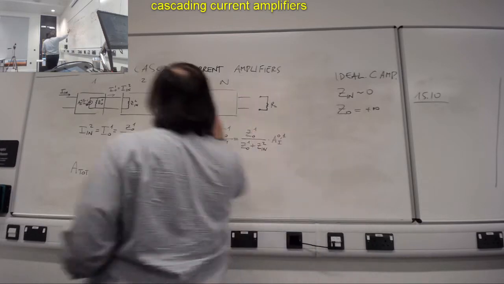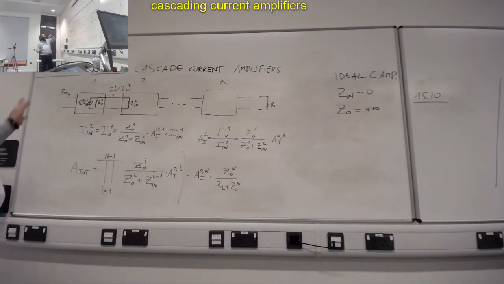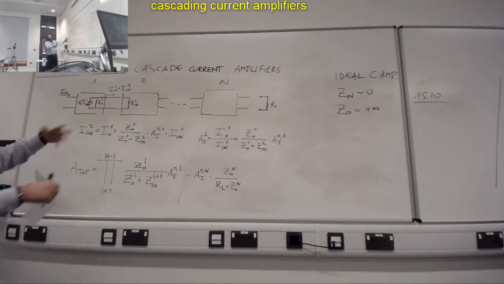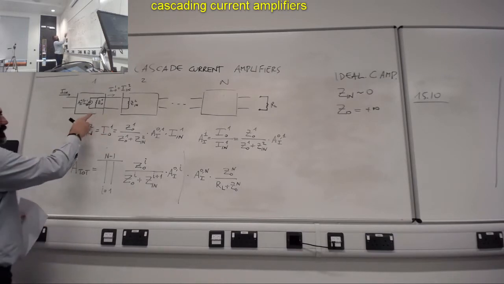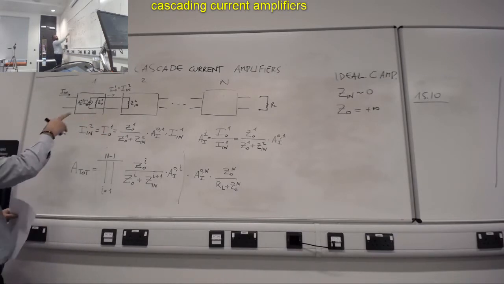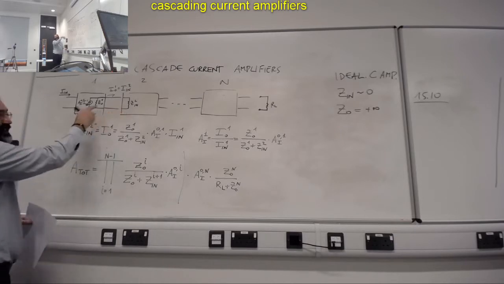And so now let's go to cascading current amplifiers. So there is no point in going through the entire story again. I've repeated what we said previously for the cascading of the voltage amplifiers, now for current amplifiers. So n stages, same story. The only thing here that changes, as compared to the voltage amplifier, is that now here we have a current divider.